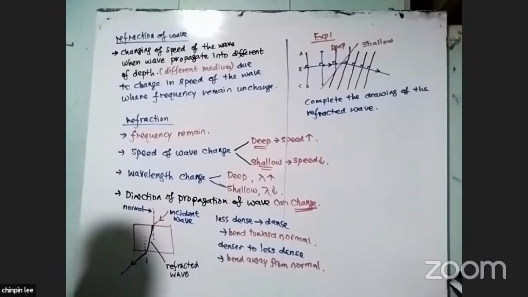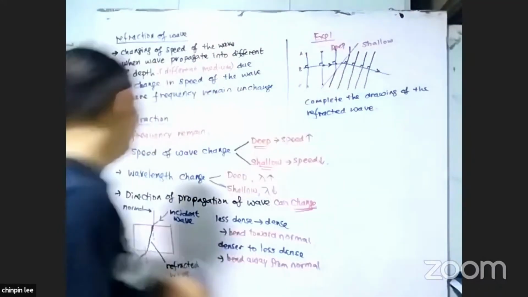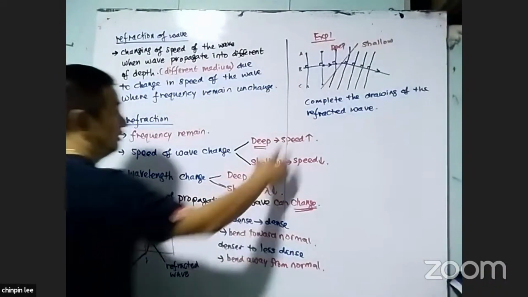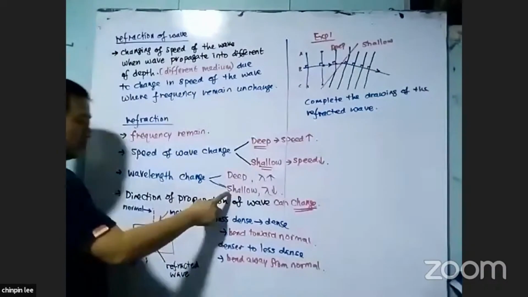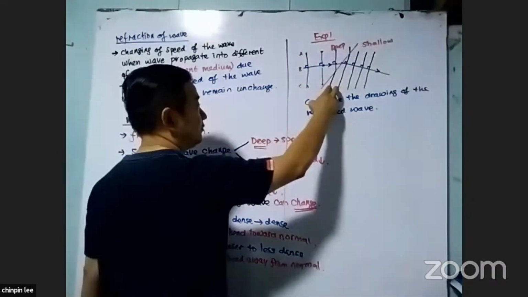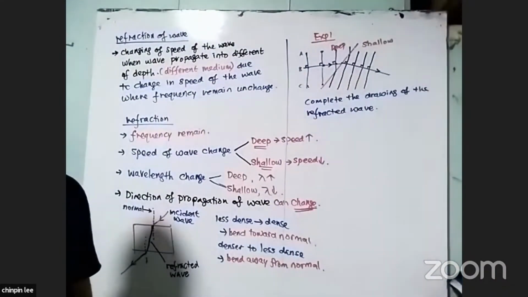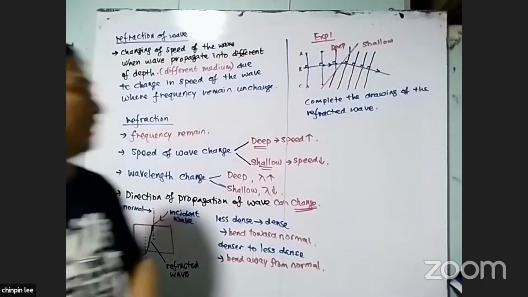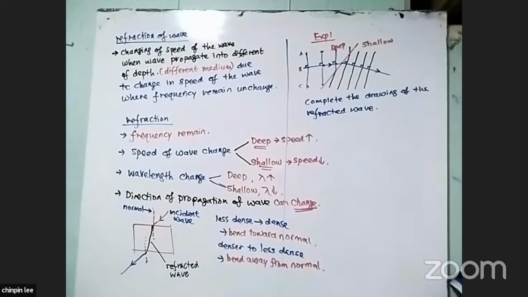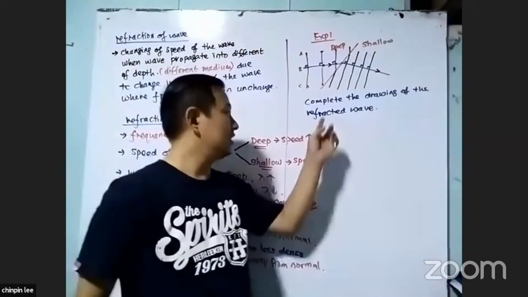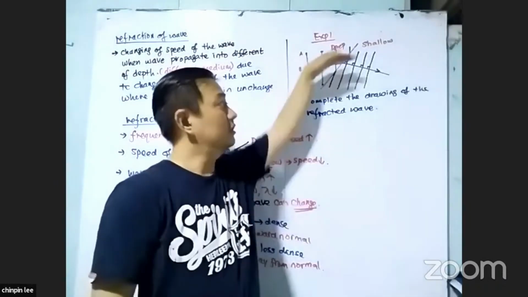And see, the wavelength here is big. At the deep region, the wavelength is big. When it goes to the shallow area, the lambda gets smaller. The lambda will not get bigger. Why? Because the speed changes. The speed gets slower. Is that okay? The direction changes, yes?